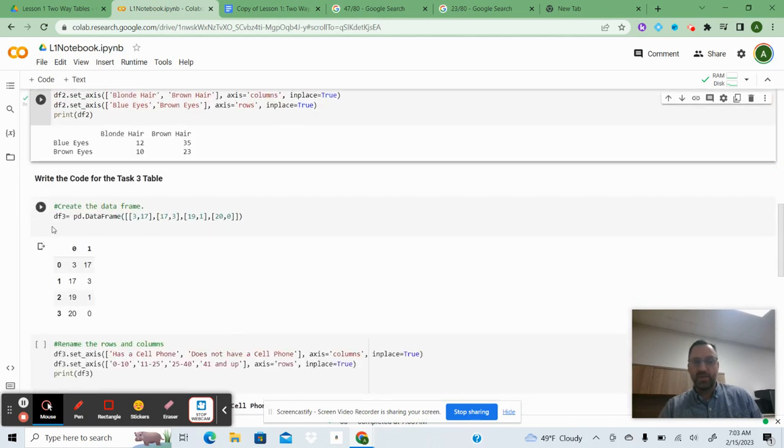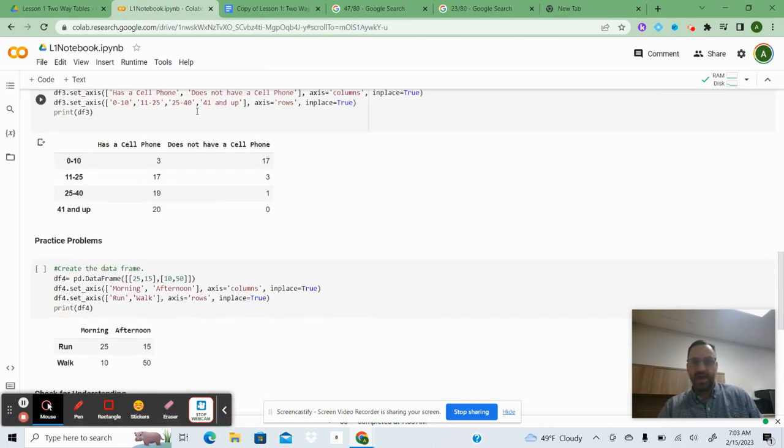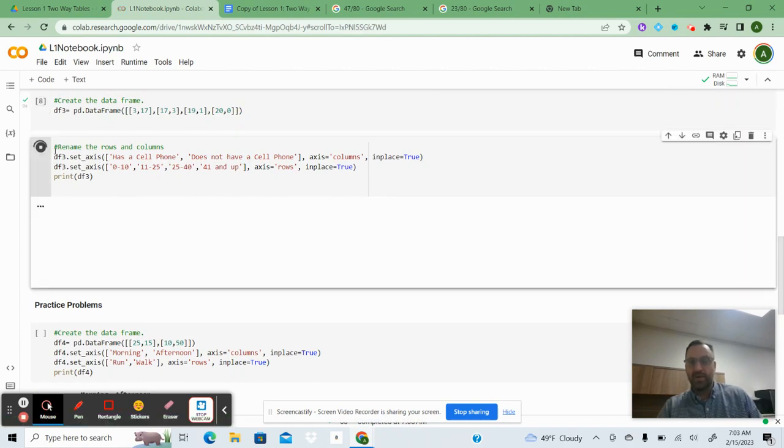So the next thing that I do to create that last one, we do the individual rows 3, 17; 17.3, 19.1; and then 20, 0 in brackets. Put those in, and then rename each of the columns to be has a cell phone, don't, and then the axis, we have 4 of them, so you just rename them appropriately, and then you can print it.